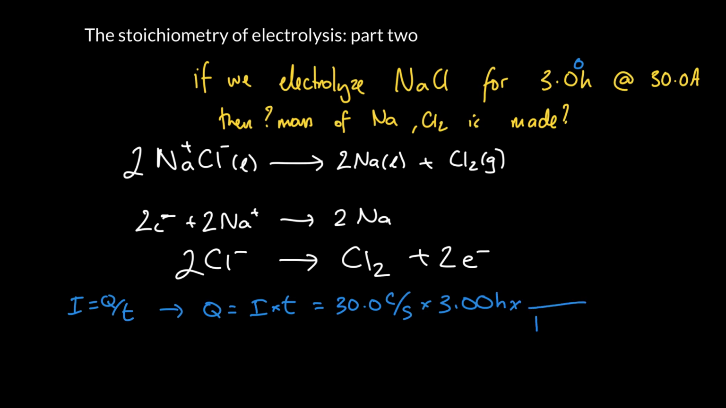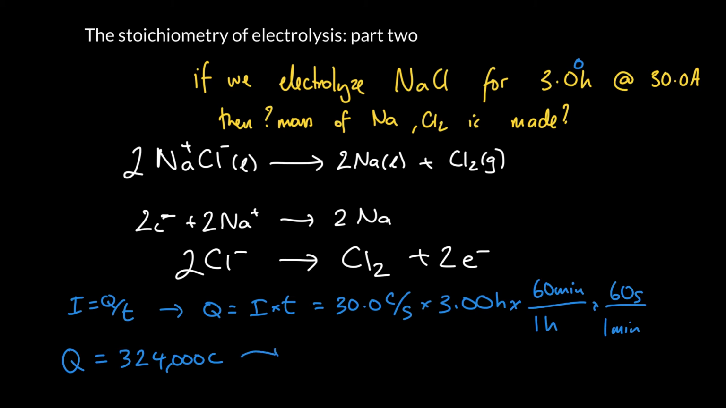We know that an hour is made up of 60 minutes, and we know that a minute is made up of 60 seconds. So we can go ahead and we can calculate the number of coulombs of charge. So if we do that, we get a very big number, 324,000 coulombs.